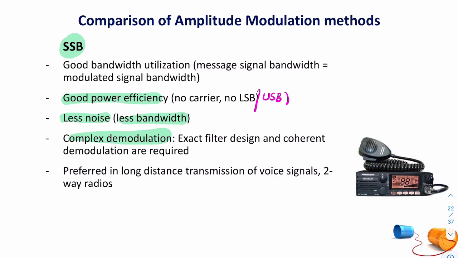Where do we use it? We use it for long distance voice signals and two-way radios, the kind of radios that you might have seen taxi drivers use. These two-way radios are very bandwidth conscious. They use very little frequency, and the radios that are licensed for such use are SSB.